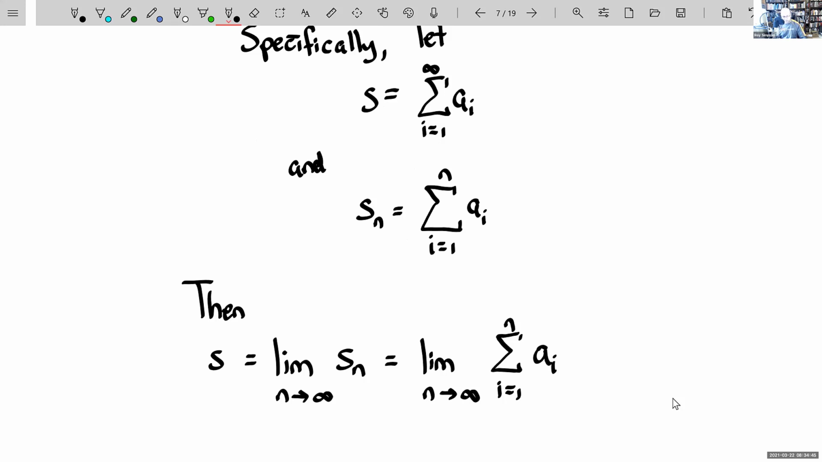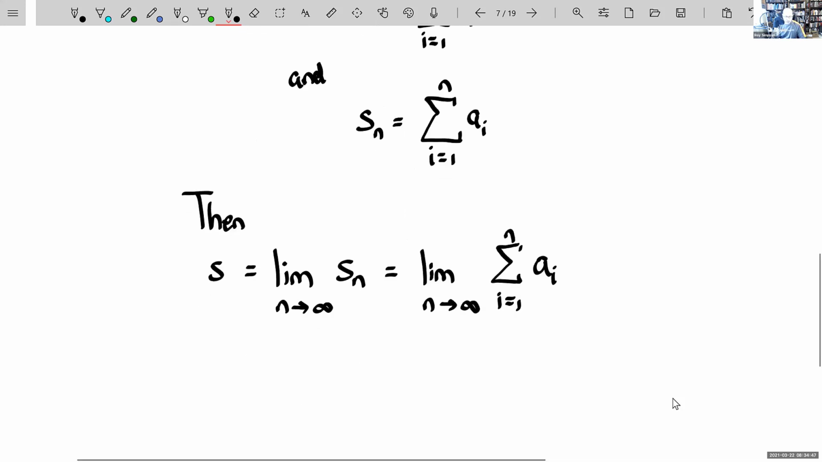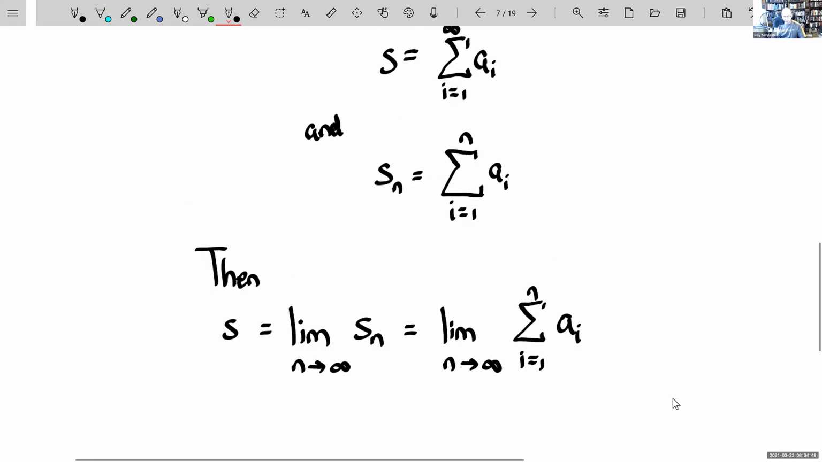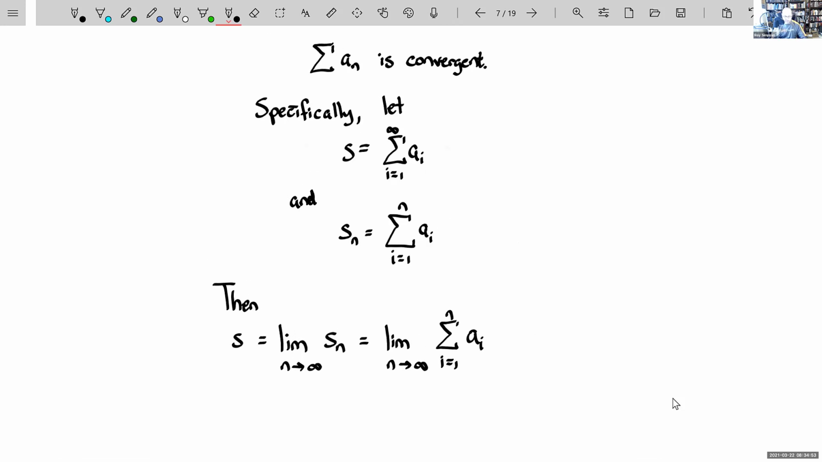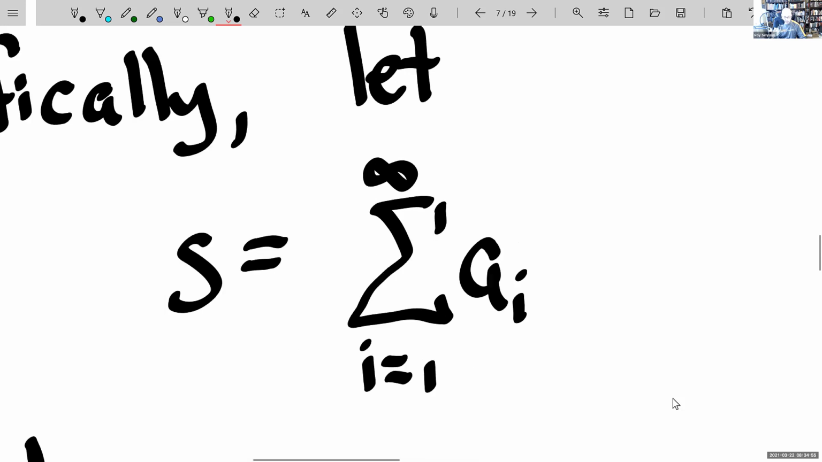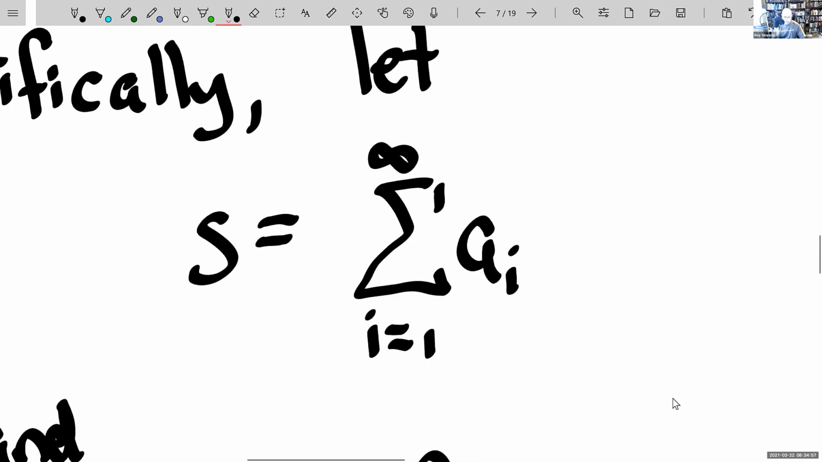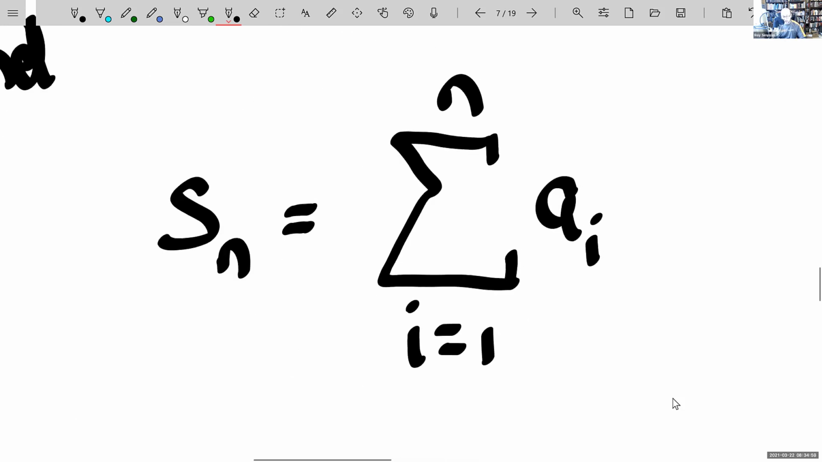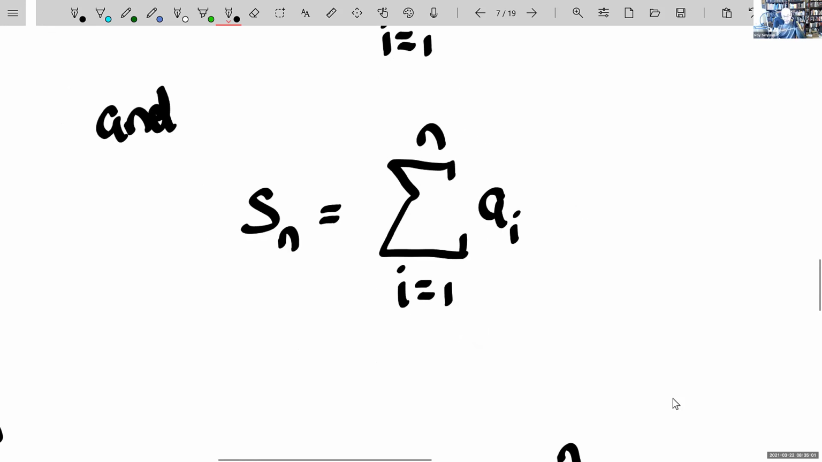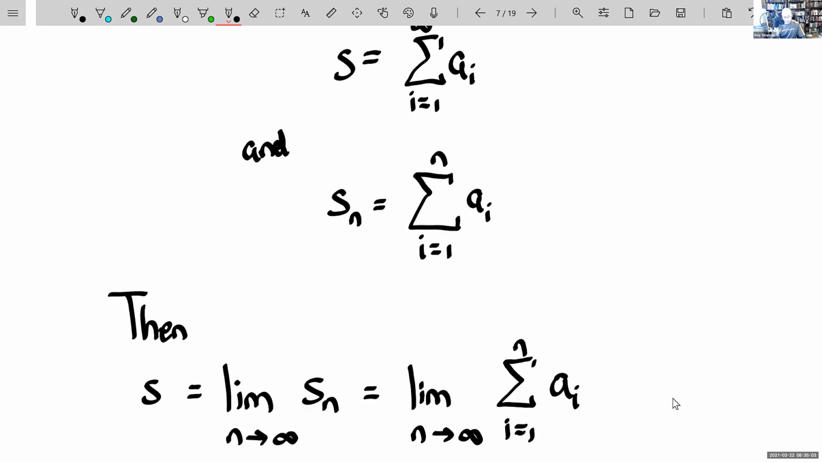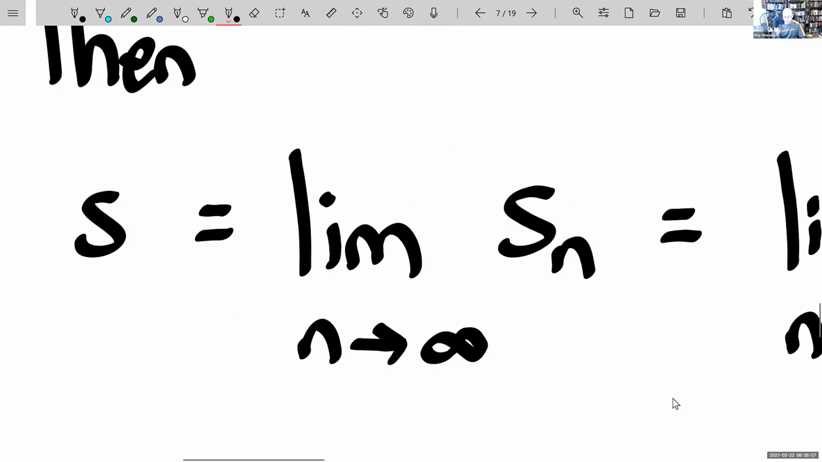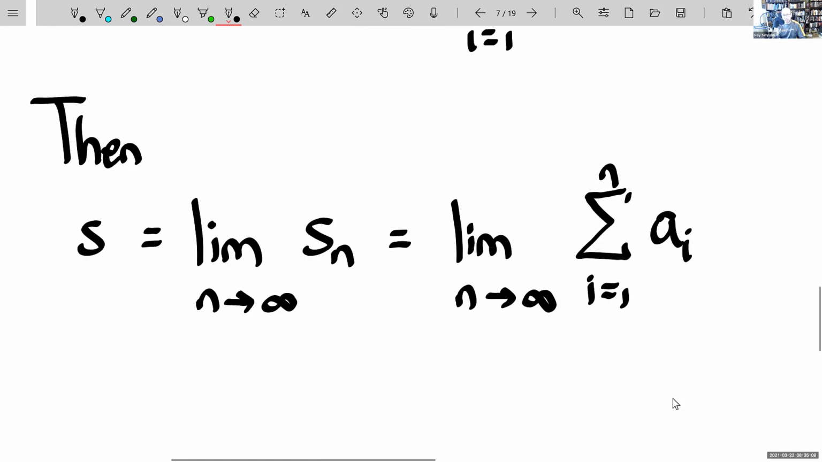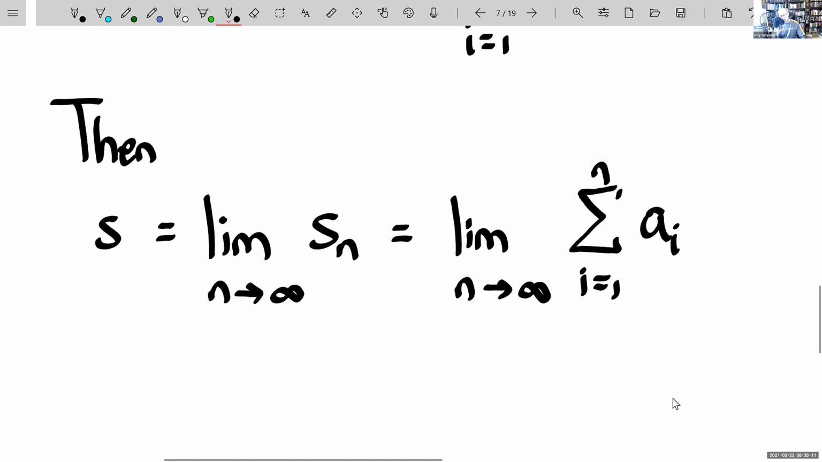So again, these all say the same thing. If I tell you that a series converges, that tells us that the series becomes something finite. And if the nth partial sum is just the sum of the first n terms, and we know the series converges, then the limit as n goes to infinity of our nth partial sums must equal that convergent value S. That's all. Nothing big.